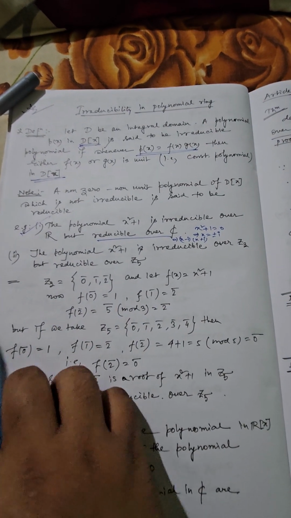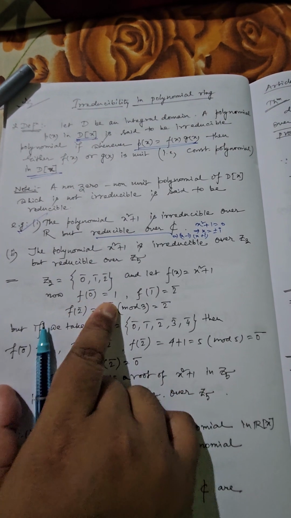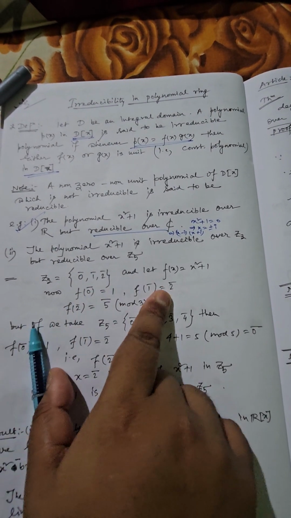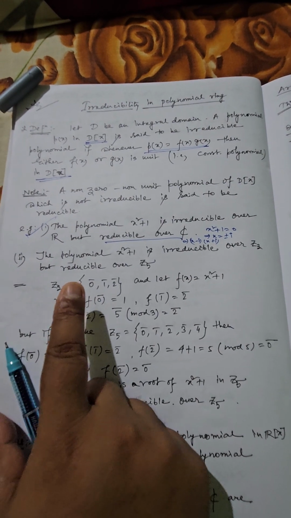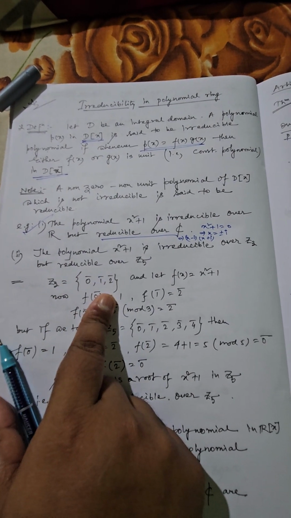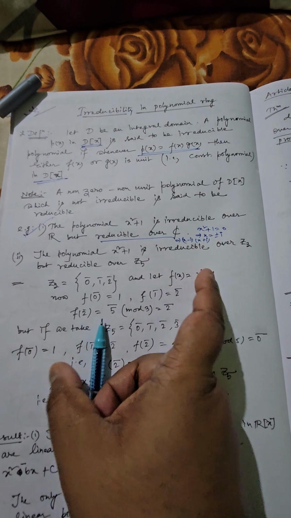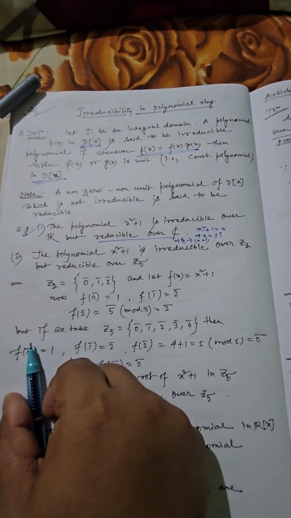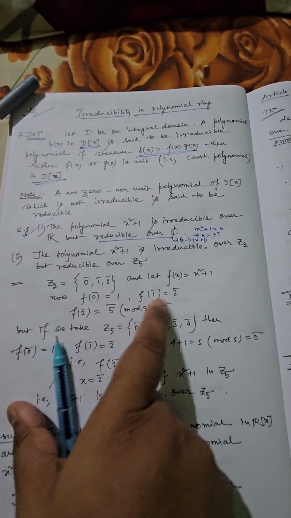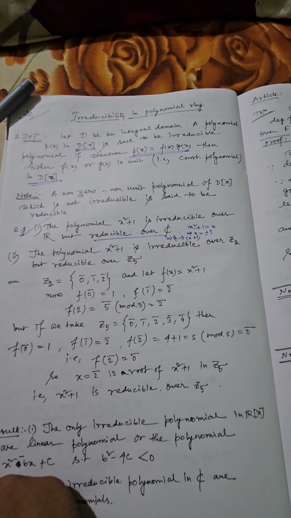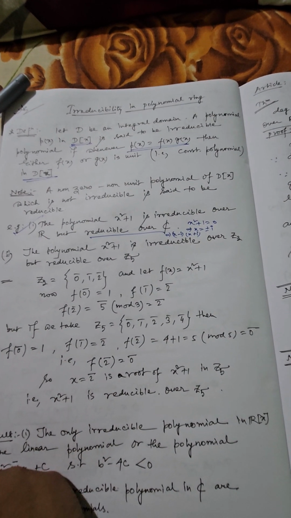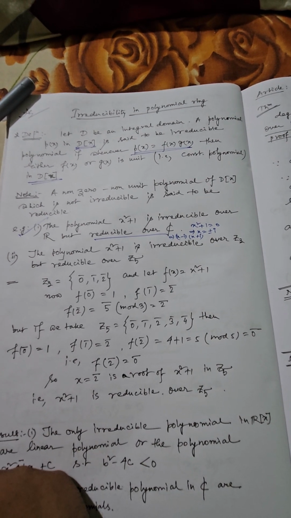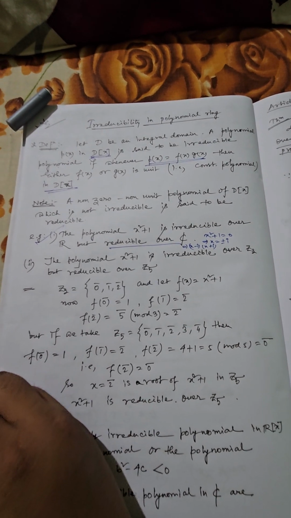So here you can see f of 0 bar is not equal to 0, f of 1 bar is not equal to 0, f of 2 bar is not equal to 0. So 0 bar, 1 bar, 2 bar, none of them behaves like a root of this expression under Z3. But if you get any particular value equal to 0 bar, then that can be expressed as a root of the given expression, and consequently there must be a factor, so it will behave like a reducible one.